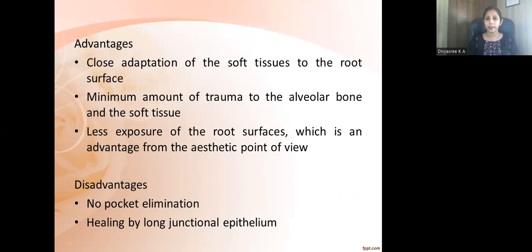So these are the advantages of modified Widman flap surgery. There is minimal loss of tissue. It provides opportunity to modify underlying bone, and there is less exposure of root surface. So it is a major advantage from an esthetic point of view. However, this particular technique does not result in pocket elimination, and this surgery will also result in healing by a long junctional epithelium, which is always more susceptible to further degradation by the presence of plaque. It is not a stable or strong attachment.